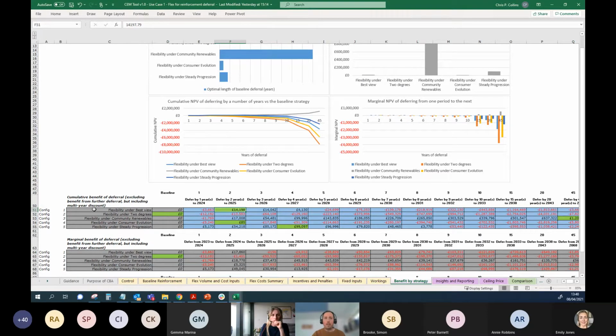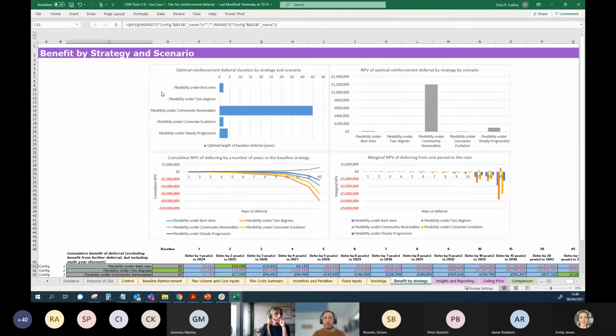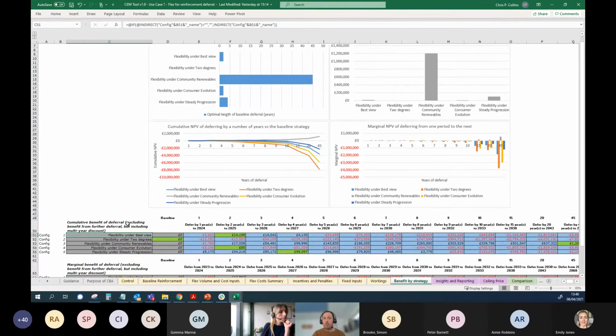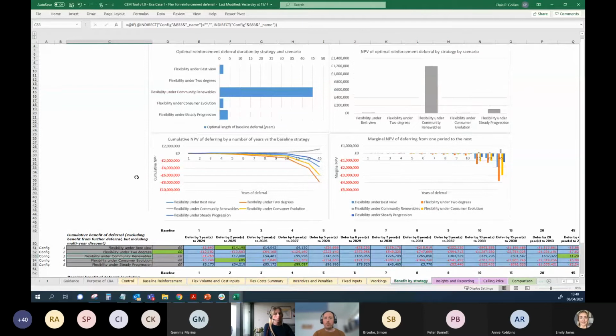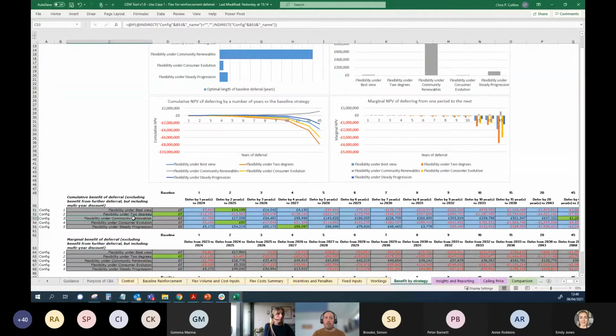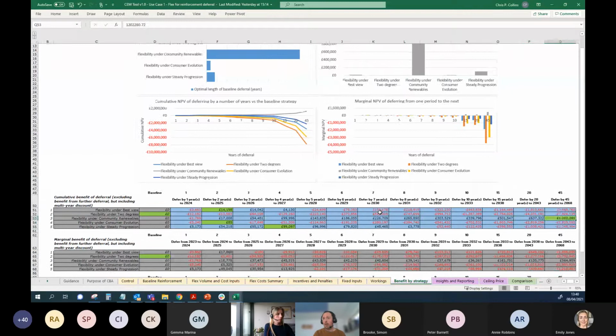And that's what we're seeing in this best view here. However, there may be scenarios where things are more on a knife edge, where you're getting some growth that then subsequently falls away over time. And so this is represented here in the community renewable scenario. And what we're seeing here is that not only does it make sense to defer for 2 years, it actually makes sense to carry on deferring, in this case indefinitely, until the end of the modeling horizon.